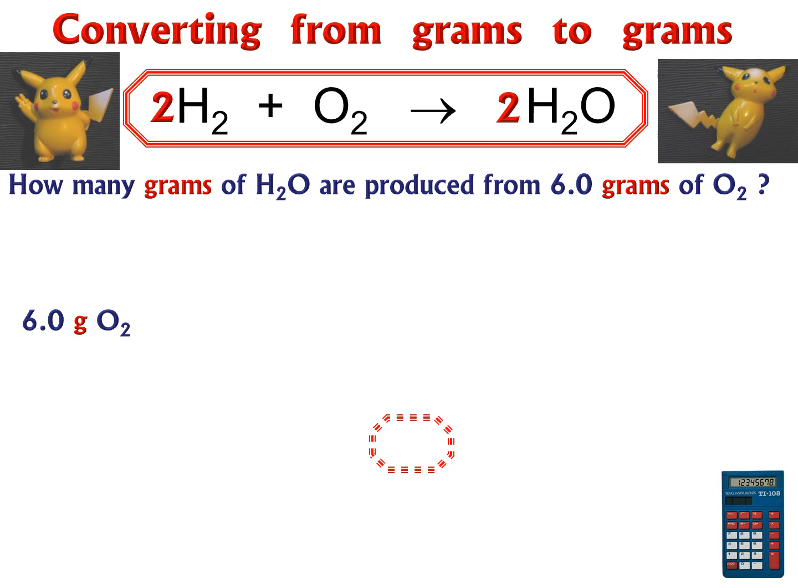You should know it now. 32.00. But look at what I'm starting with. I'm starting with grams of oxygen. Right there, grams of oxygen. So that's the unit that I need to cancel. That means grams of oxygen has got to go in the denominator of my term.